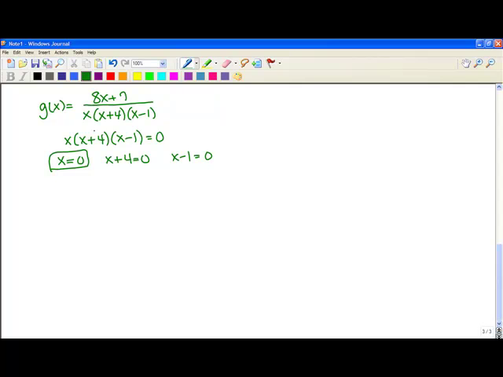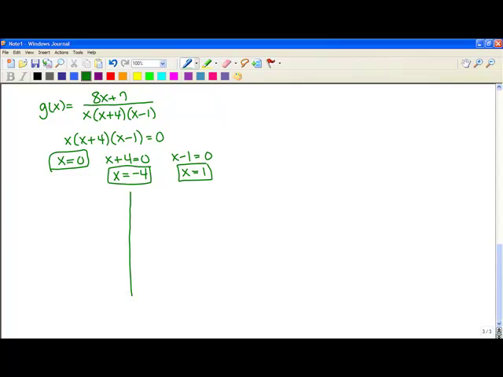Okay, the first factor is x. Well, x equals 0 is a vertical asymptote. The next factor is x plus 4. When I solve for x, we get negative 4 here. And the last will have positive 1. So this particular function has 3 vertical asymptotes.